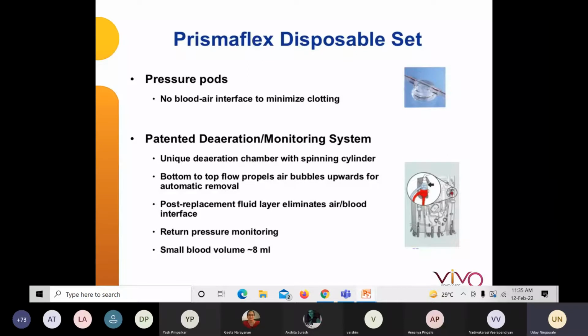Then there is a deaeration and monitoring system also available. If there is air, deaeration is possible. A unique deaeration chamber with a spinning cylinder, bottom to top flow, pushes air bubbles upward for automatic removal. Post replacement fluid layer elimination, air and interface, return pressure monitoring, and small blood volumes of about 8 ml.